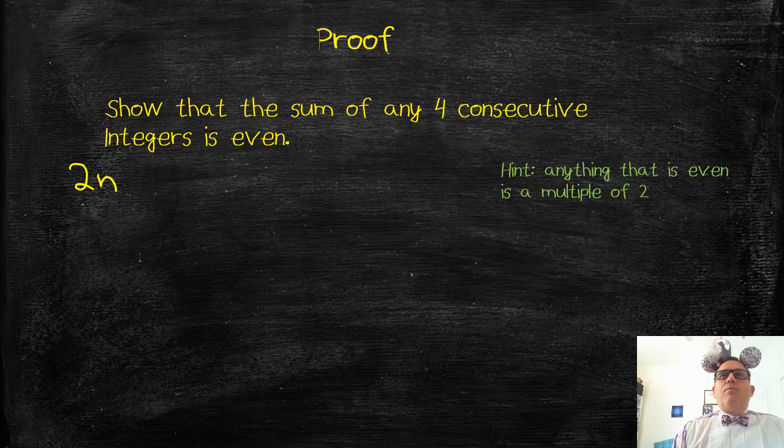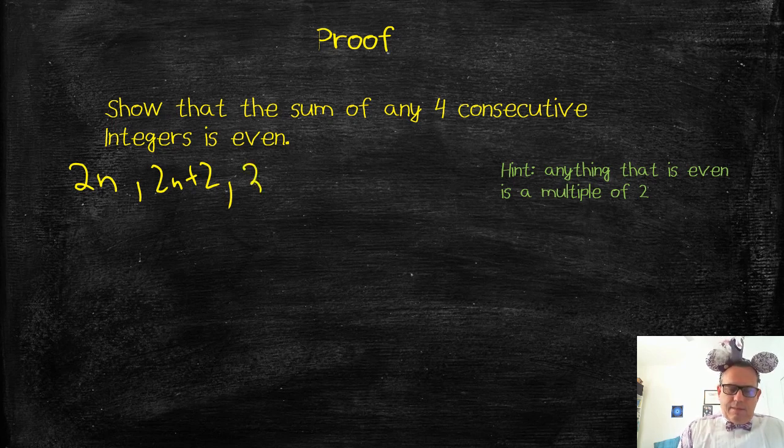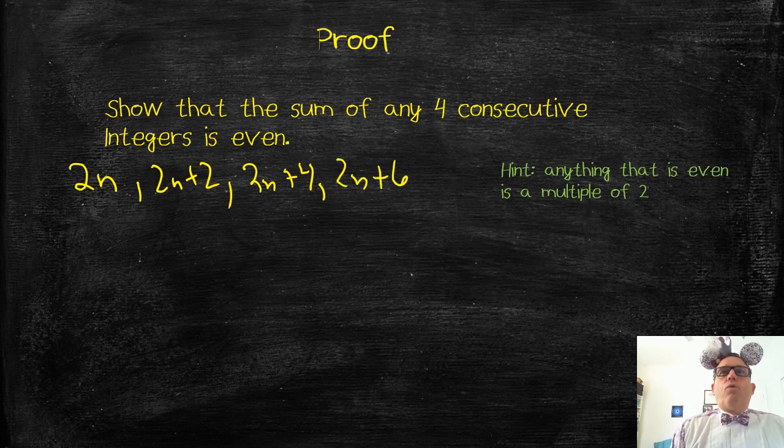What's the next? I want consecutive even integers, things like 4, 6, 8, 10. If 2n is my first one, my next one is going to be 2n plus 2. That's the next even number. The next even number, 2n plus 4, and the fourth one would be 2n plus 6. Those are 4 consecutive even integers.